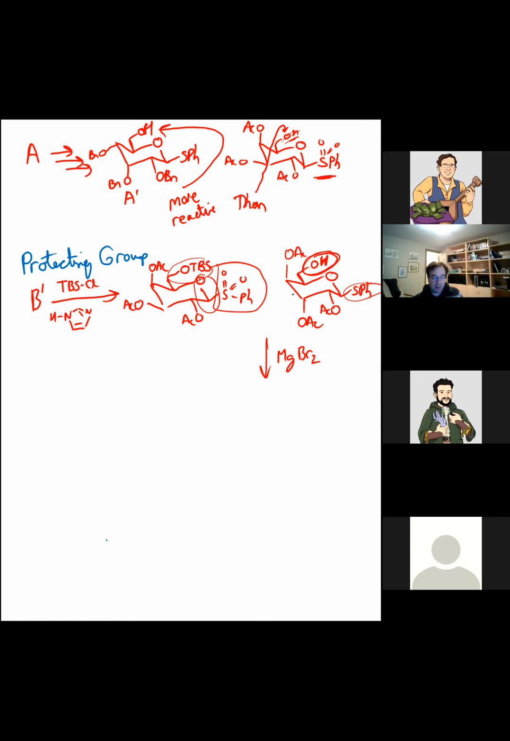I'm controlling which building block is reacting by having activated this one. I'm controlling if I'm getting alpha or beta by making sure I have a C2 acetate here, so that when I do anchimeric assistance, I will deliver beta. And I'm controlling which one's the nucleophile by blocking this one. So I basically reduce the options of these molecules down to nothing. They can do one thing, and that is react the way I want them to. There is no other choice.